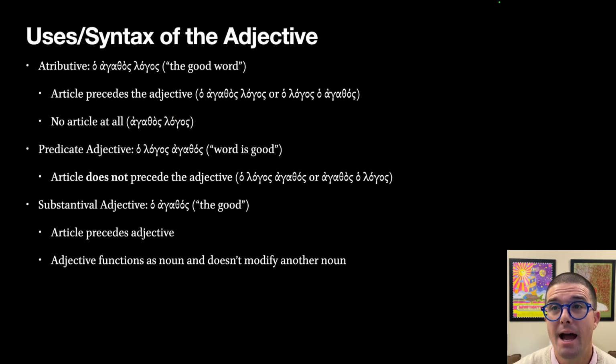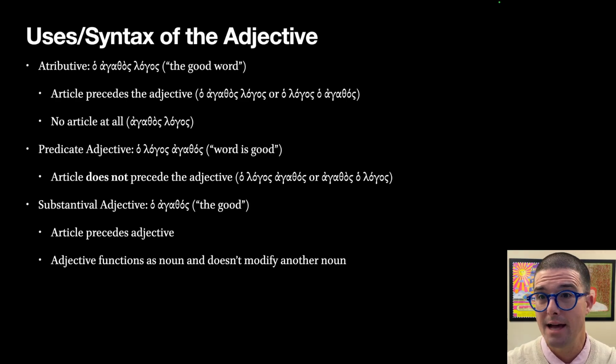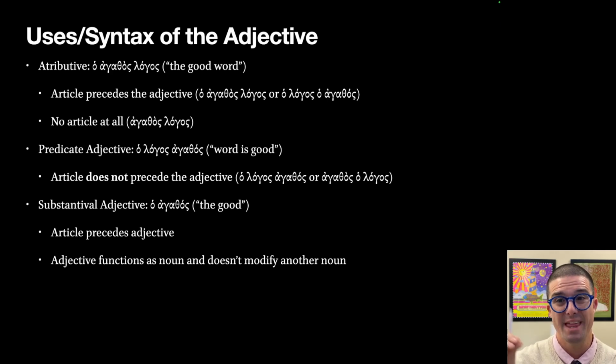And then the final use of the adjective, you think of it just as a noun. The adjective can simply function as a noun in Greek, and we do this in English as well. But usually we stick a sort of substantive after the adjective, like the good one, or the good person, or the good man. Greek can do this without adding that extra word, by just having the article and the adjective function as a noun itself.